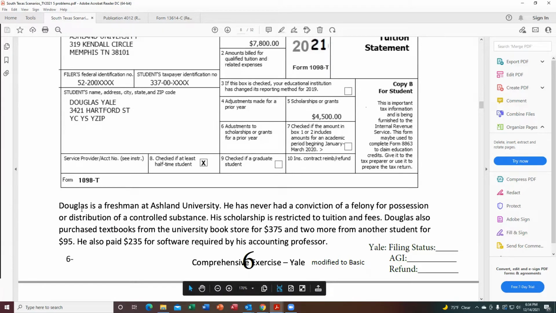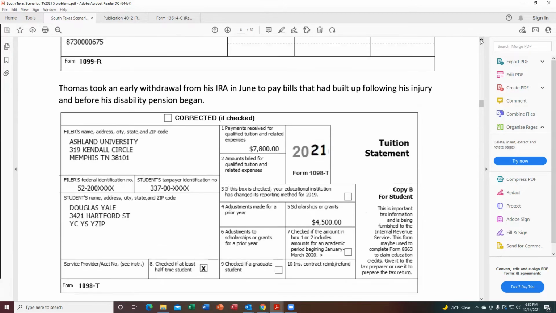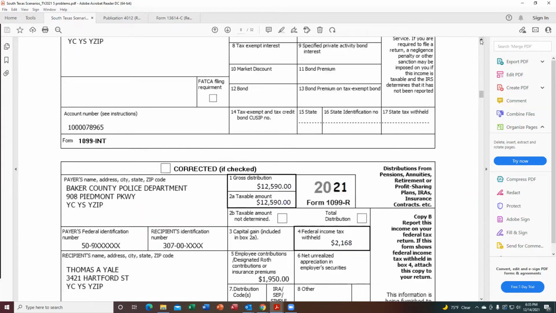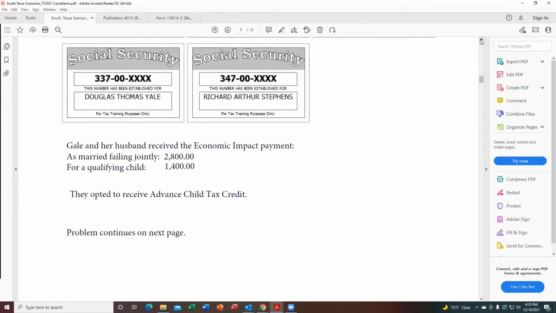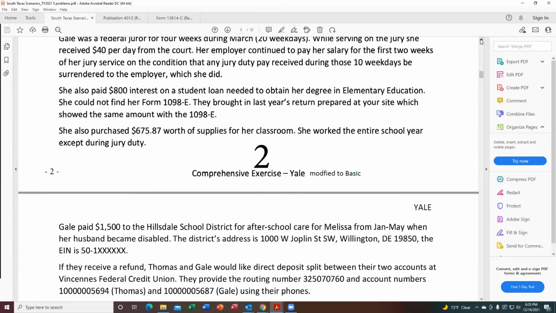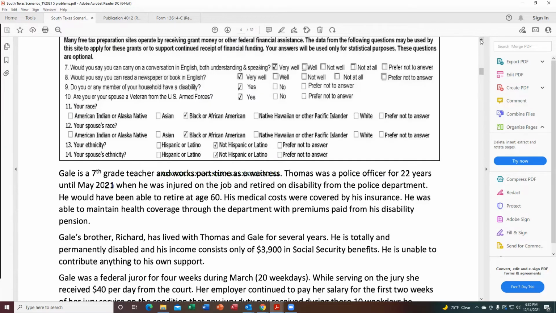Okay, they do have a son, and I just wanted to cover this real quick. He's a freshman, and it gives us the information down here when we get to the education credits. So just be aware of the situation with the son. The notes are there. Now let's see if we can get started with entering the information that's been provided to us in the notes.